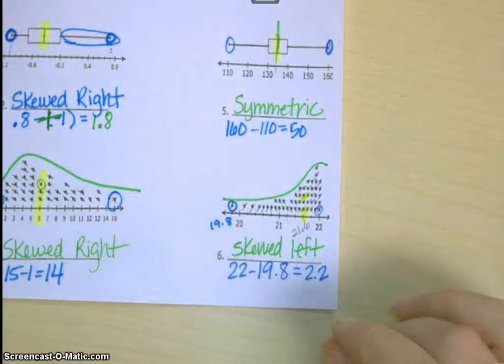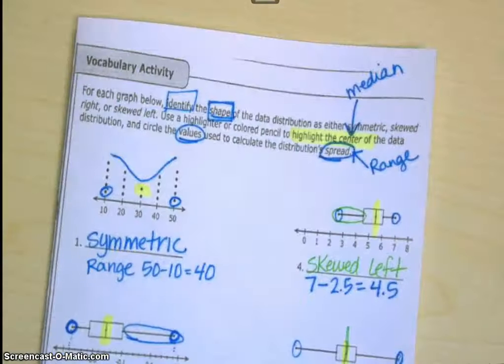All right, take this. You're actually going to put this in your notebook also. When you put this in, you're going to put it on top of one of the other activities and staple it so you can still flip it up and see the bottom. Thank you.